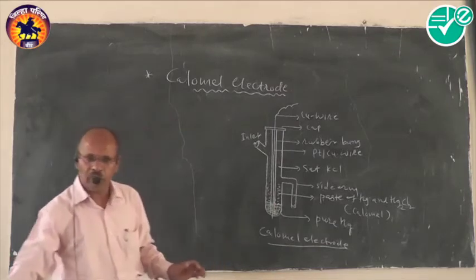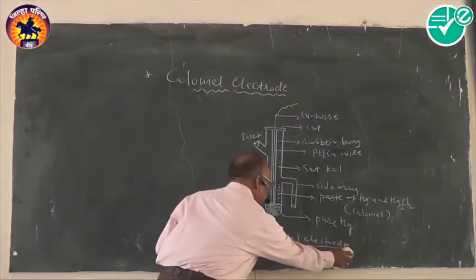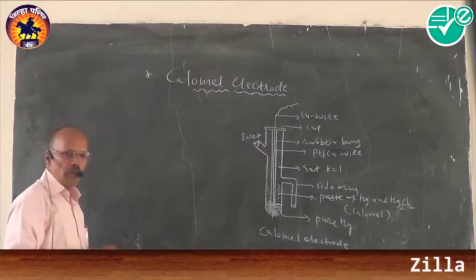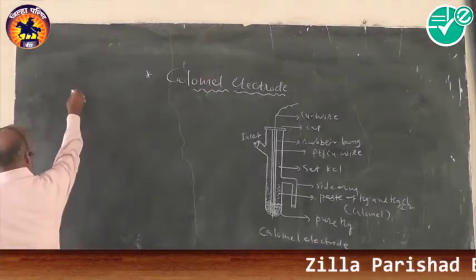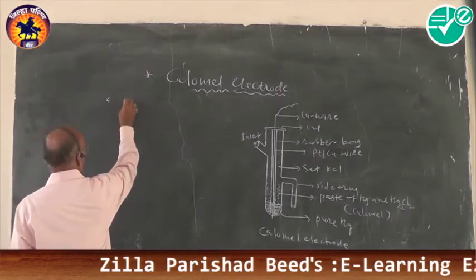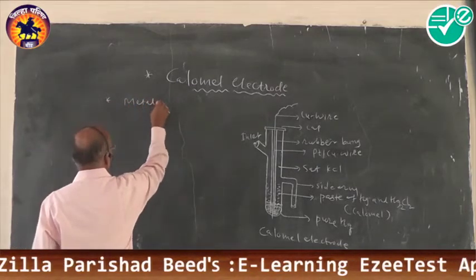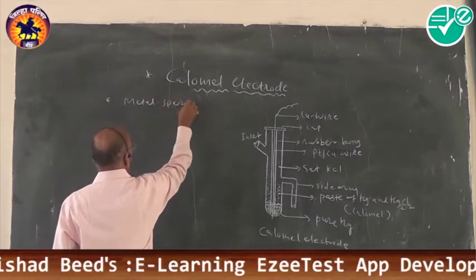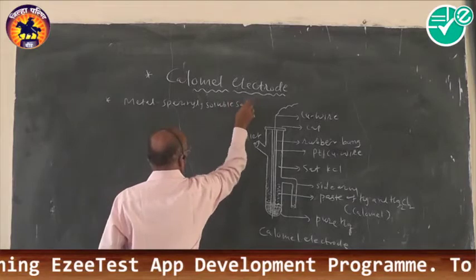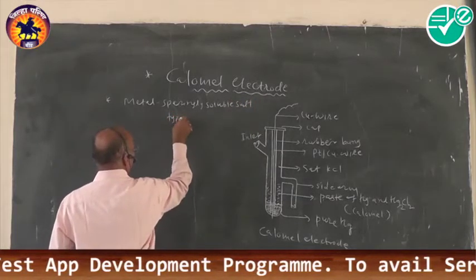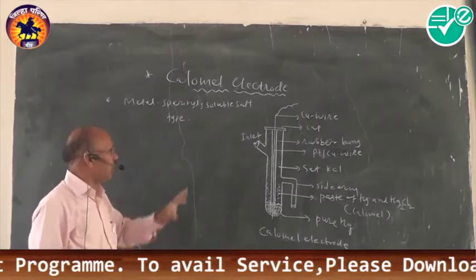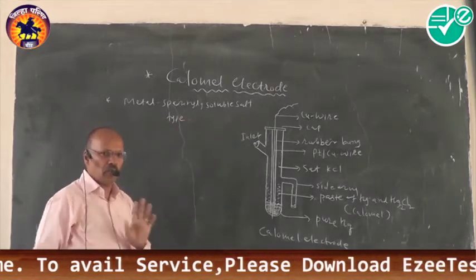Okay, it is the Calomel electrode. We just sketched it here like this. Now in this particular case, as far as the Calomel electrode is concerned, at first it is a special category or special type. It is a metal sparingly soluble salt type of electrode. It is a special example of this kind of electrode.